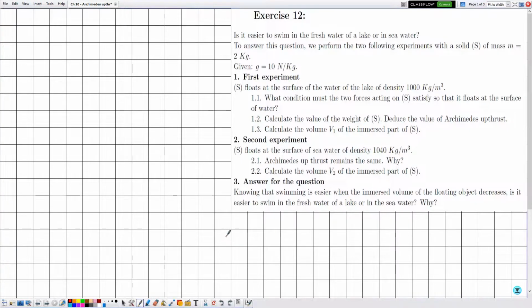Okay, hello everyone, in a new video in part 6 of chapter 10, which is the chapter of Archimedes upthrust in the third unit of mechanics. So in this part we are going to complete solving exercises. Then we have reached exercise number 12.